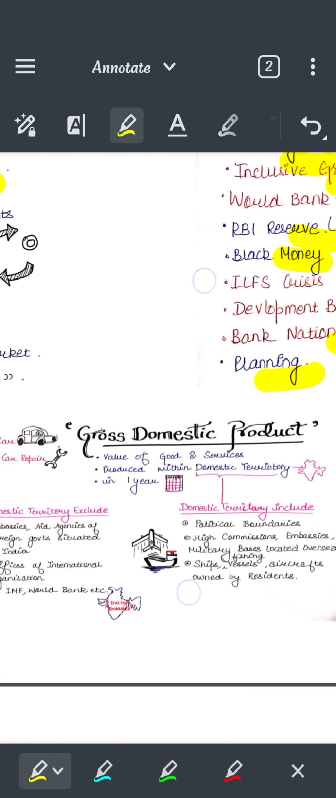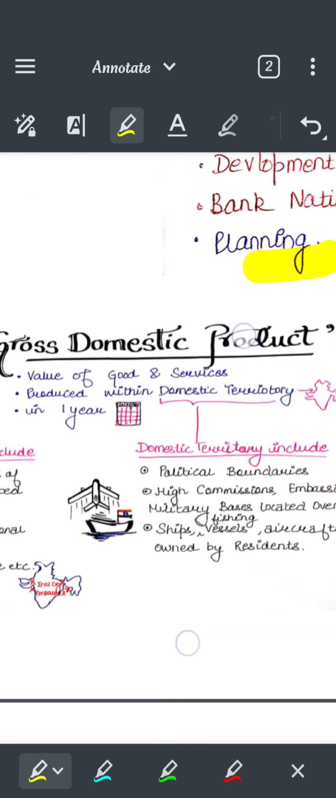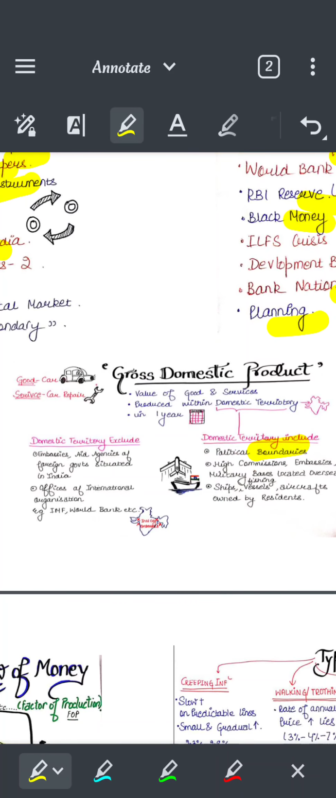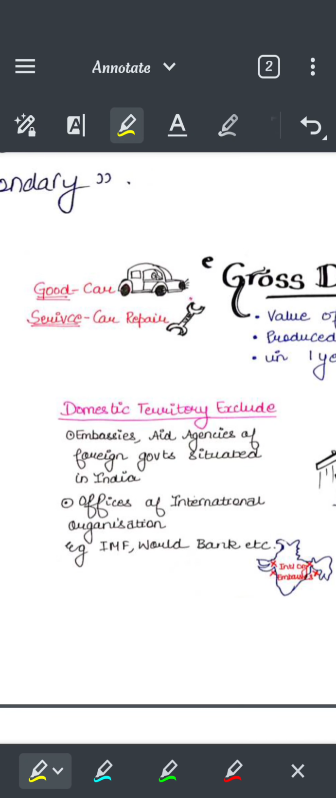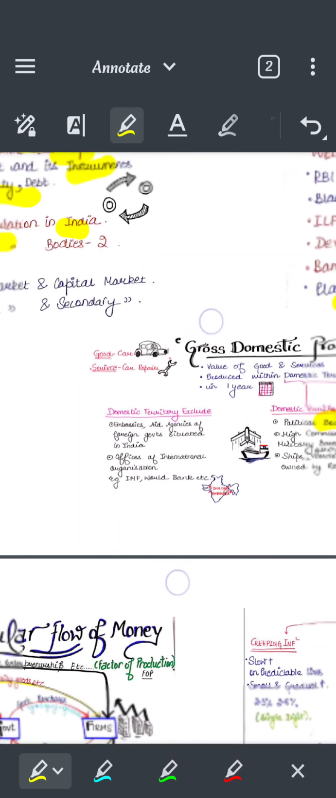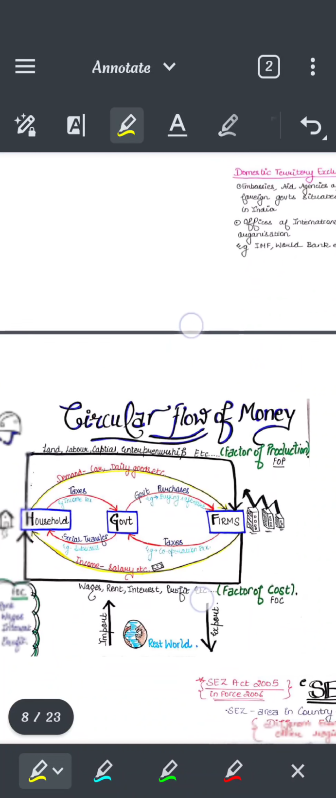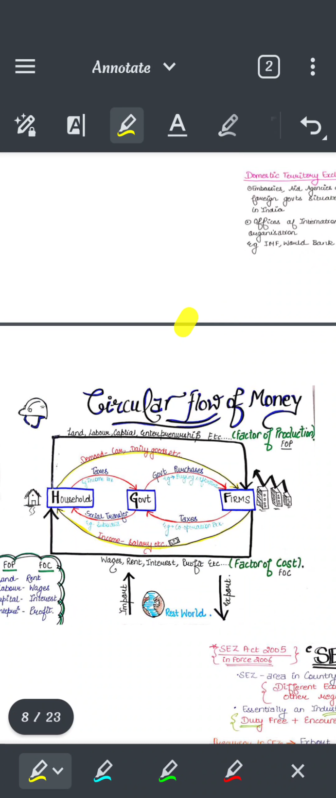And this is the gross domestic product: what it is, what it includes, what the domestic territory includes, the issues associated with it, and how to look forward to those issues and how to handle and solve them. So you can study that. Next is the circular flow of money. As you can see, the proper use of the flow chart is there, so you can directly copy this flow chart in your mains answers and it will help you to score very good marks.